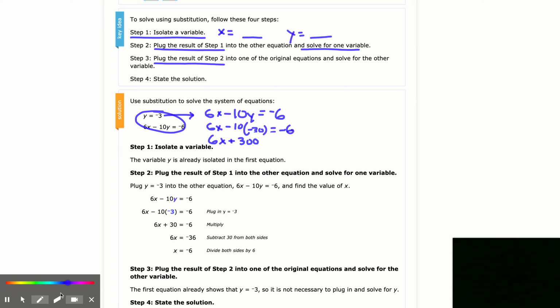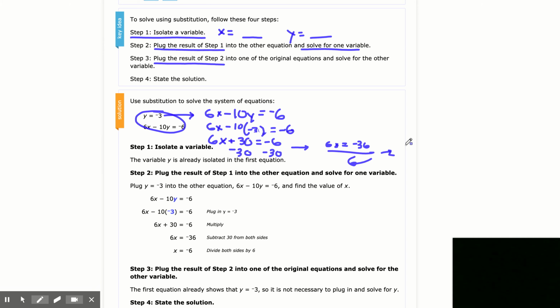Oh wait, it's not 30. It's supposed to be 3. Whoops. This should be 3. My mistake. So it's -10 times -3, so I should have plus 30, and that equals -6. Now I need to get x by itself to solve for x. So I'm going to subtract 30 on both sides, and then I'm going to get 6x equals -36. If I divide by 6, I will get x equals -6.